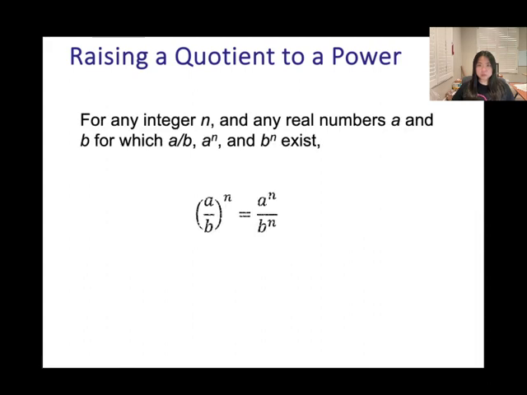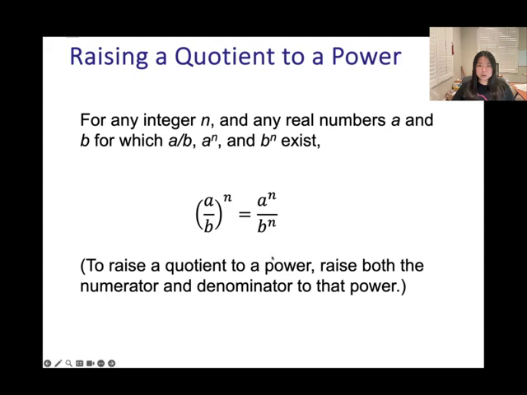Raising a quotient to a power. So this one is a over b in parentheses, to the power of n. You're going to distribute the n to the a and also distribute it to the b. So you have a to the power of n over b to the power of n.